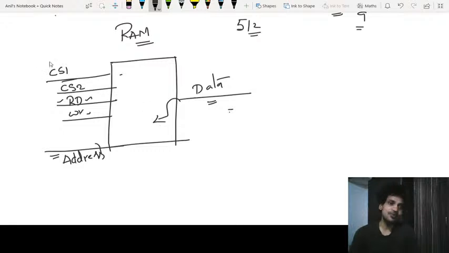Now you can ask me, sir, what is this CS1 and CS2? Anyhow, we know everything about read and write, how read and write work, and how address and data lines work. Fine. When you talk about CS1 and CS2, first of all, you have to understand how the memory is actually going to be designed. There is a concept called distributed memory.